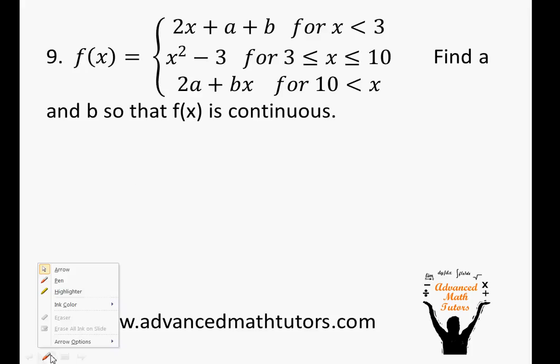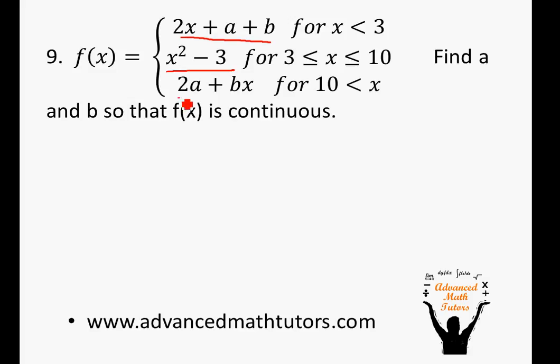So let's finish this test here. Number 9, we want to make this function continuous. It's a piecewise function. You've got 2x plus a plus b, which is a line, x squared minus 3, which is a parabola, and 2a plus bx, which is a line. A and b are numbers. We don't know what they are.